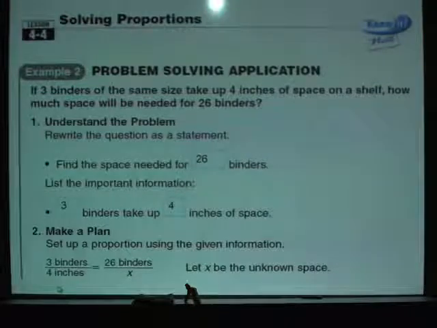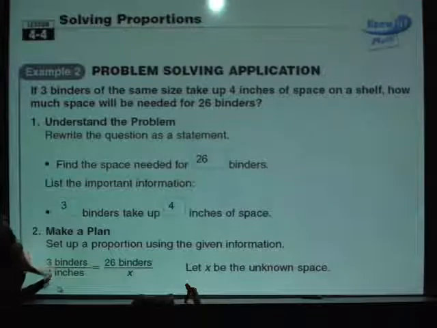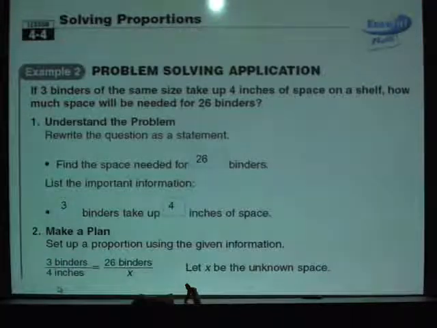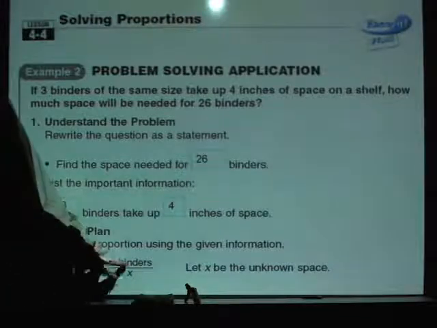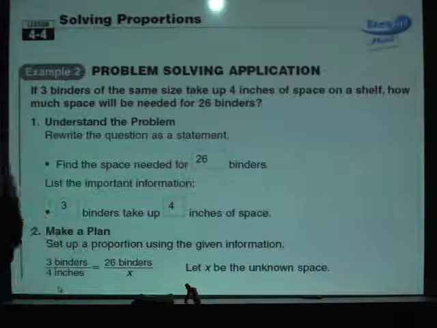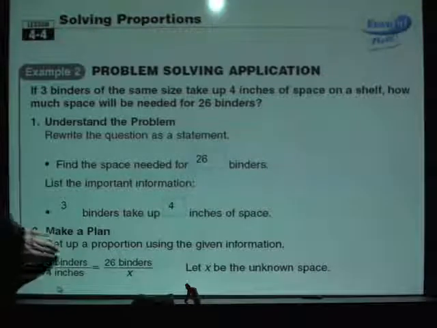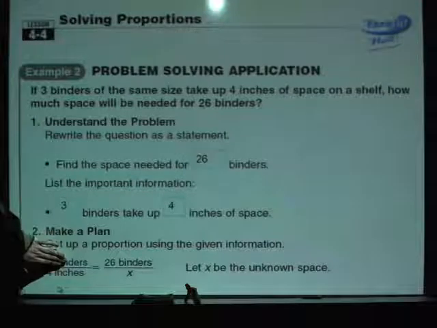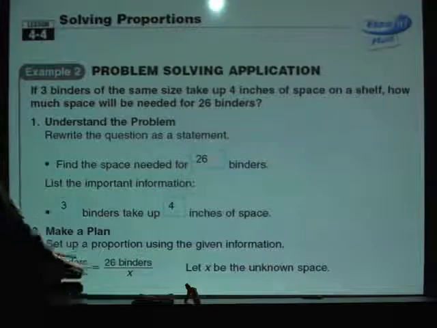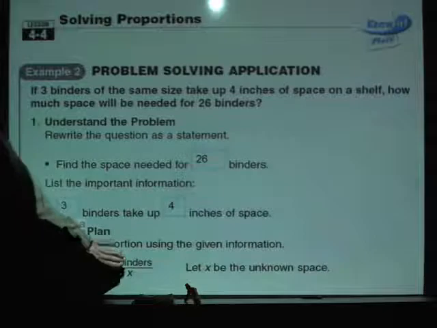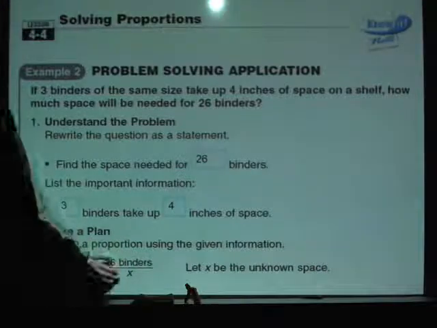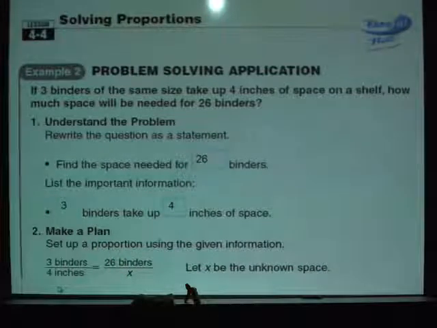If you don't like that, then you've got to change it all the way around. If you want to put inches on top and binders on the bottom, that's fine, but you've got to do the exact same thing over here. You can't just say, well, that's the first number I see, so that's the first thing I'm going to write down. That doesn't work. Because I wrote this proportion with binders first and inches second, when I come over to write this guy over here, binders has to go first and inches has to go second. The exact same order.